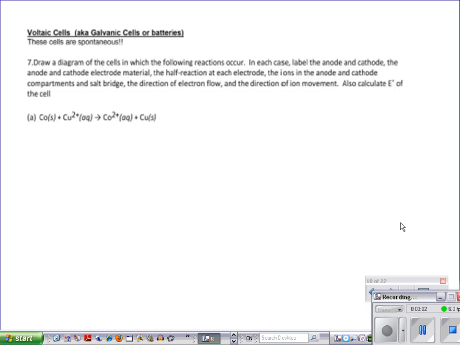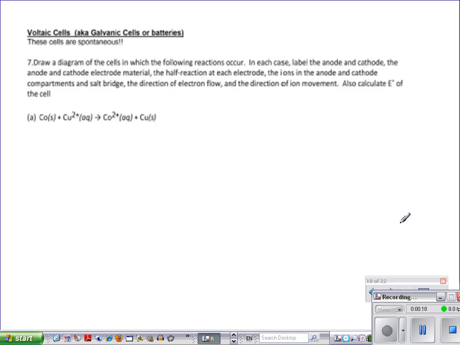Okay, today we're looking at some of the stuff that scares students the most, and it really shouldn't because it's not all that bad. We're looking at voltaic cells. Voltaic cells are spontaneous, also known as galvanic cells, also known as batteries.